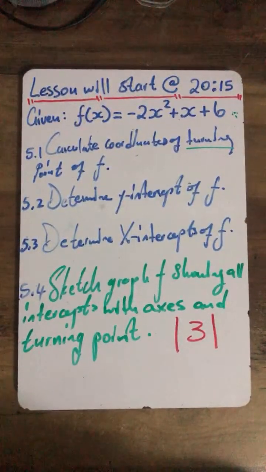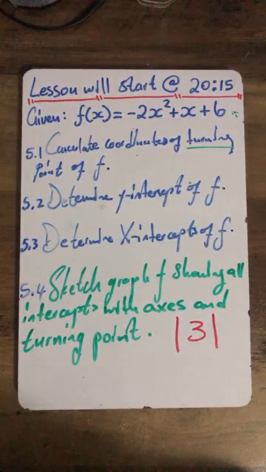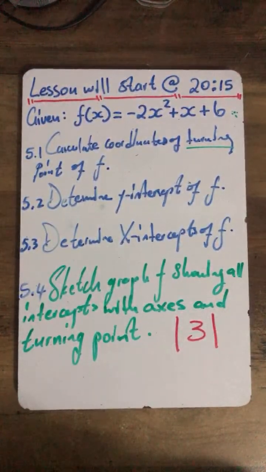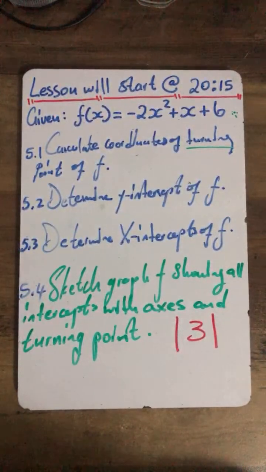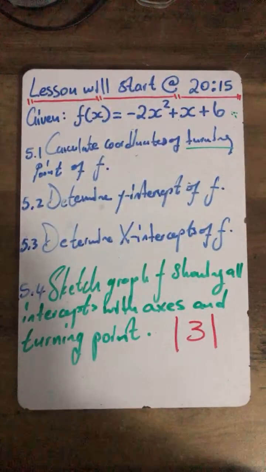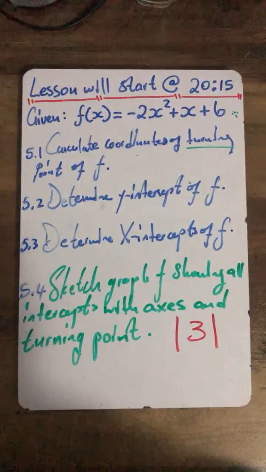Okay, 5.4, sketch the graph of f showing all the intercepts with the axis and the turning point. Sketch it. Once done, comment and say done.